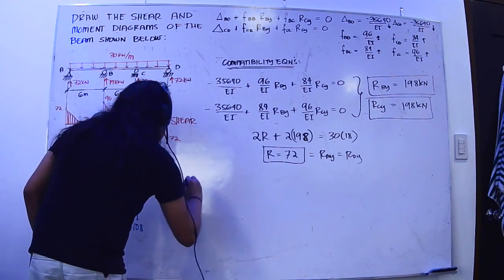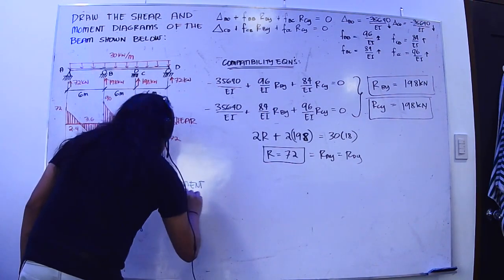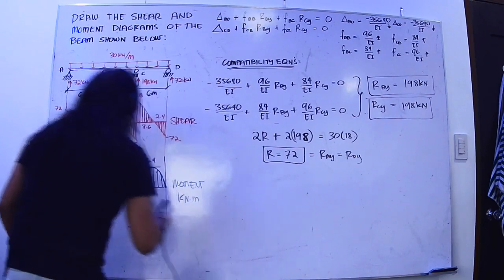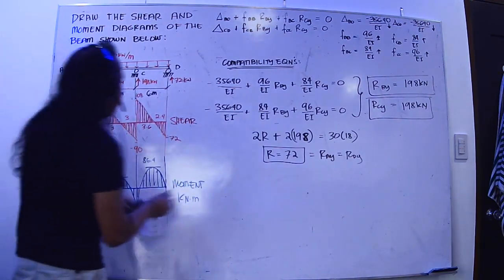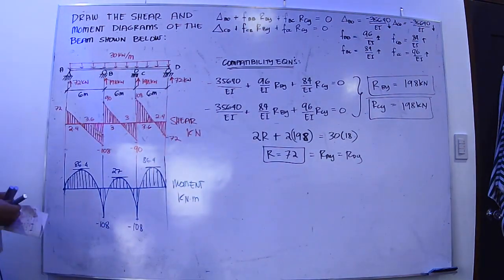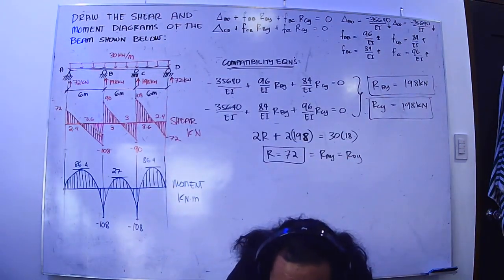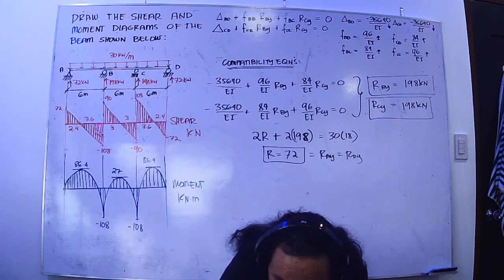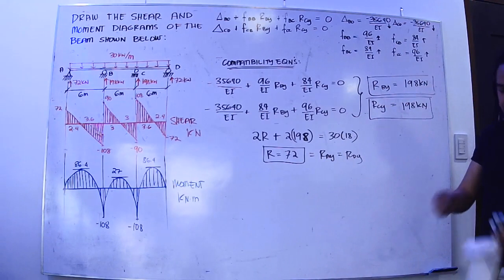This is our moment in kilonewton meters. This is our shear in kilonewtons. Okay. A short explanation.